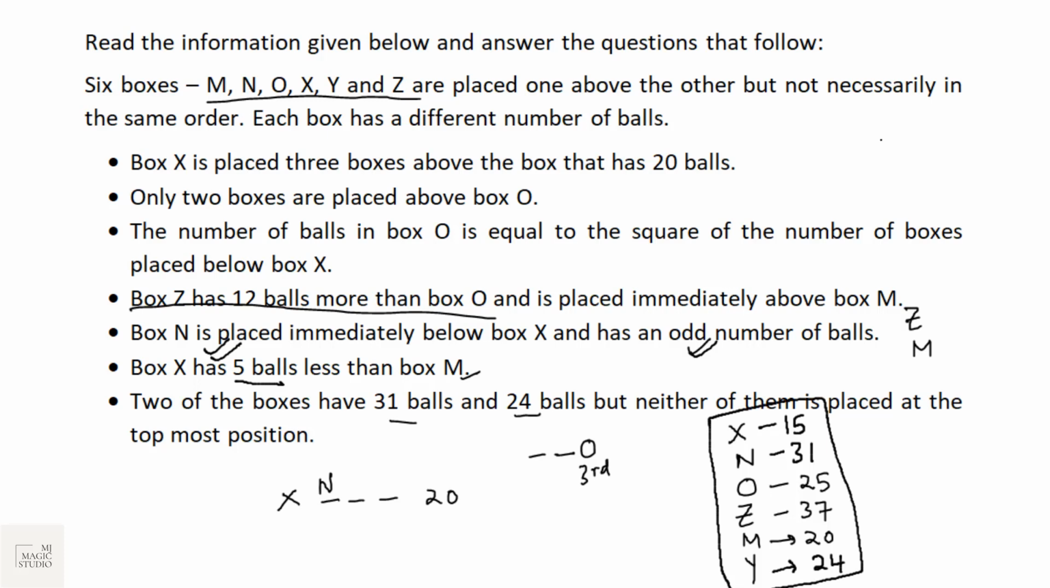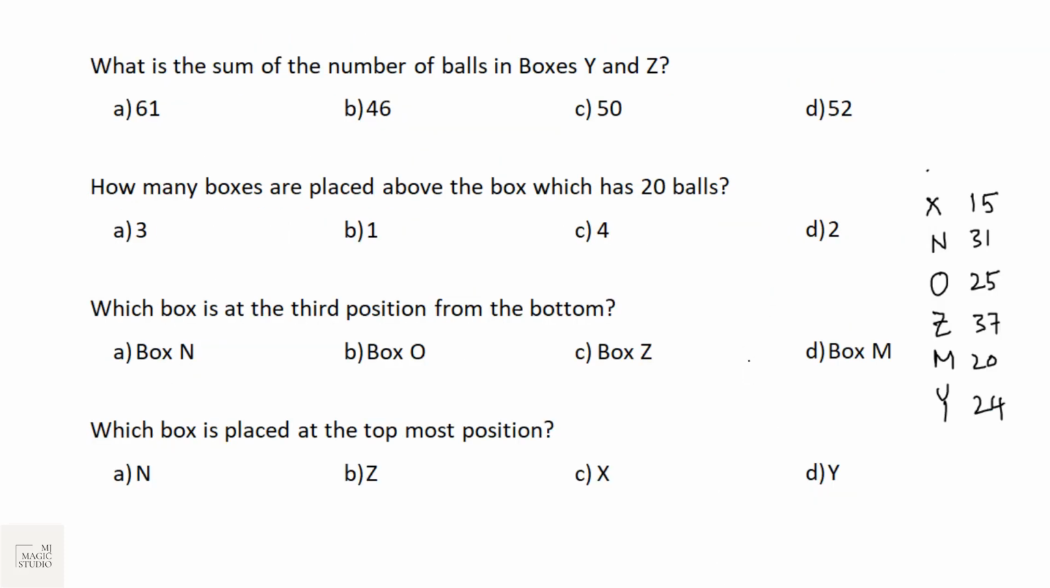Please check it once. So we have invested roughly 4 minutes in solving, and we have got 4 questions to follow, which we can answer in no time. What is the sum of the number of balls in Y and Z? Y and Z is 37 plus 24, that is 61, which we have in option A.